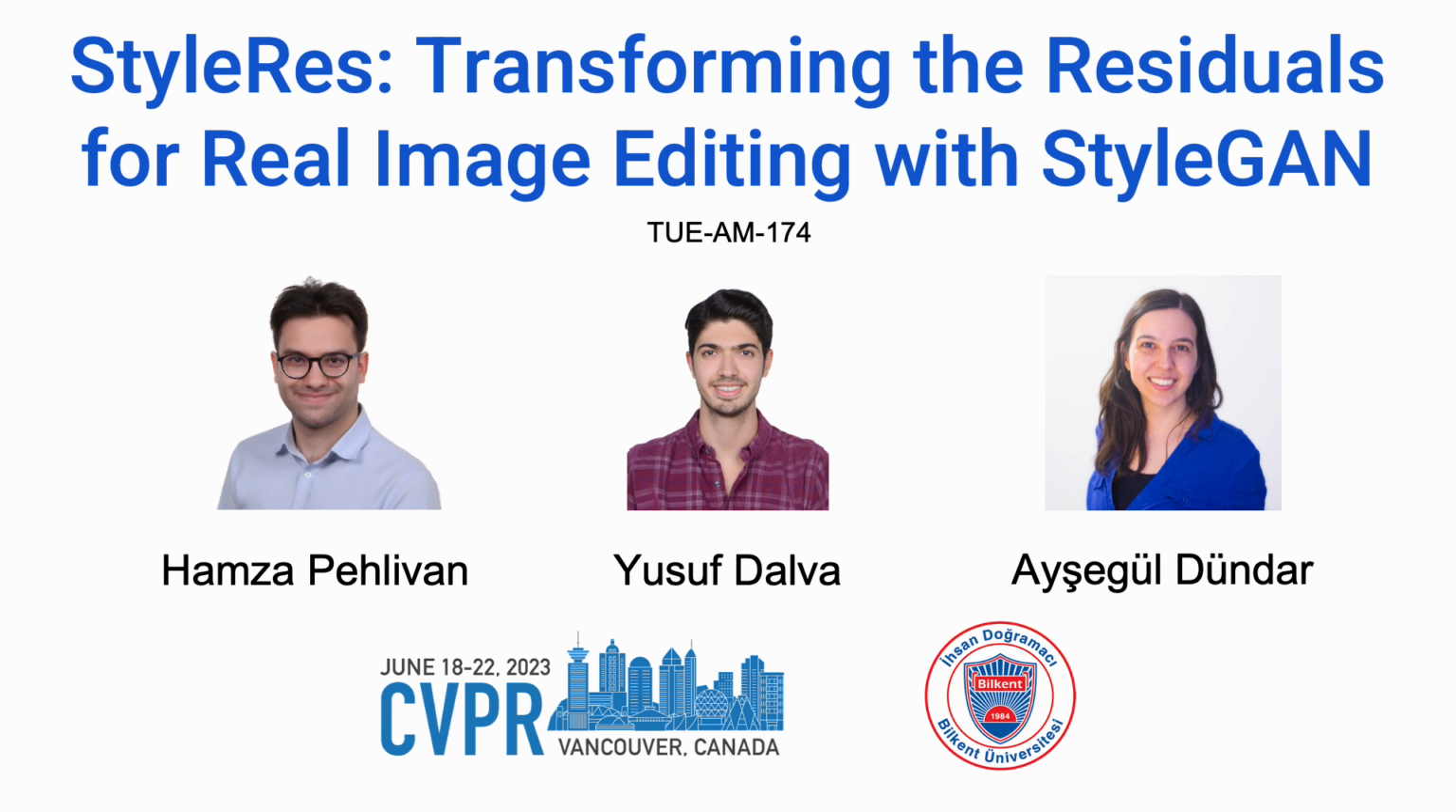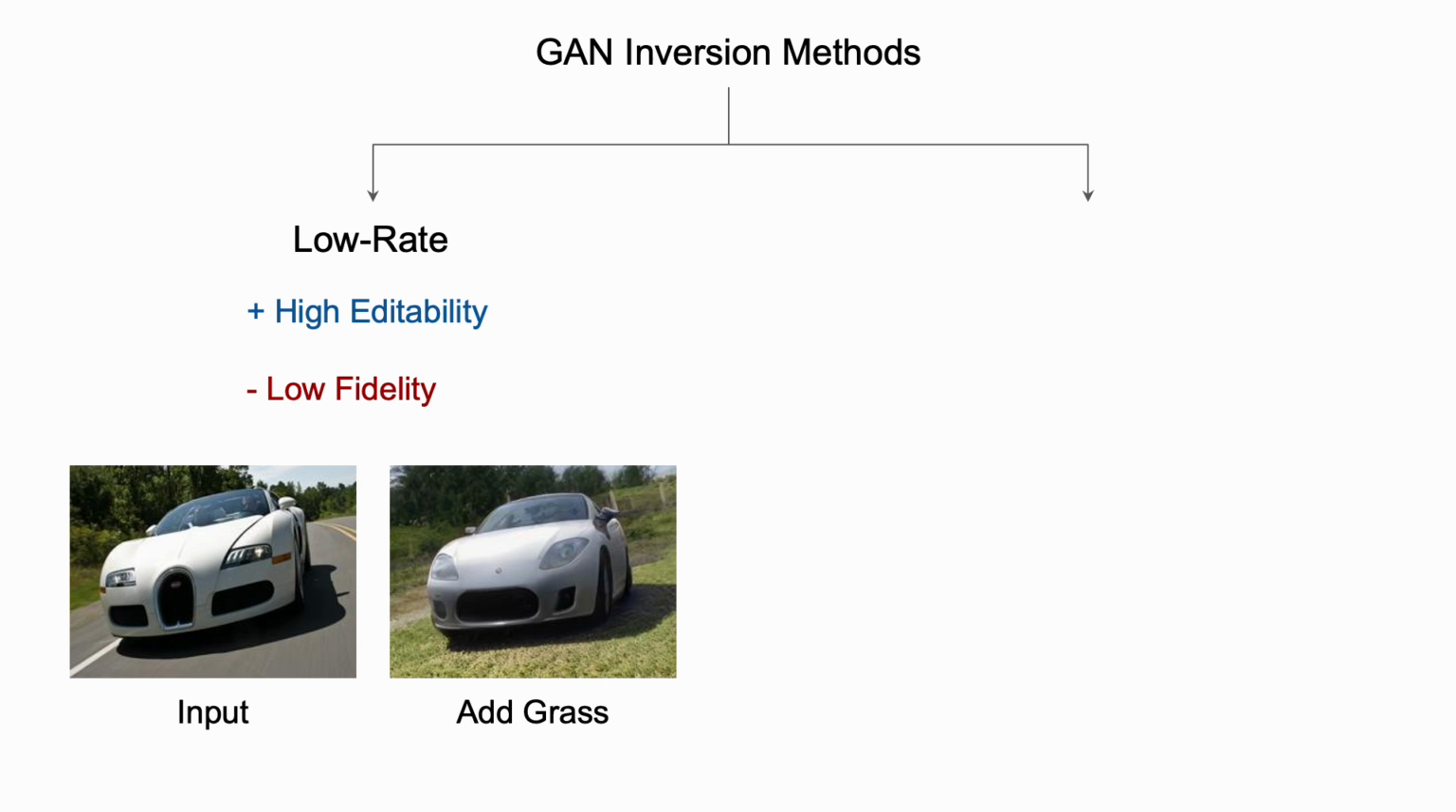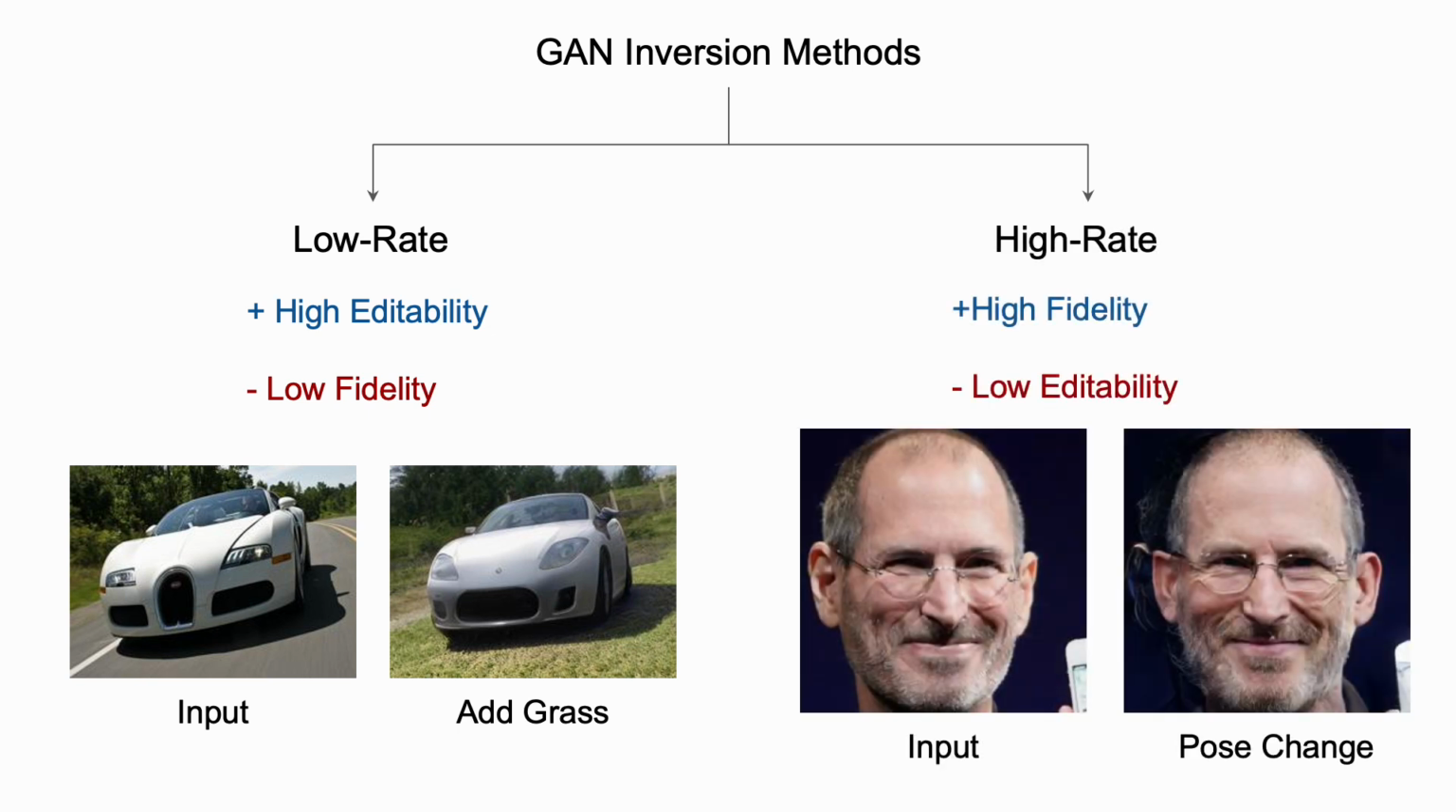editing with StyleGAN. Current GAN inversion methods can be divided into two categories. Low-rate inversion models offer high editability. However, as it can be seen, the identity of the output can change. On the other hand, high-rate GAN inversion models offer high fidelity, but the edits become low quality. You may notice the traces left in the background in the provided example.